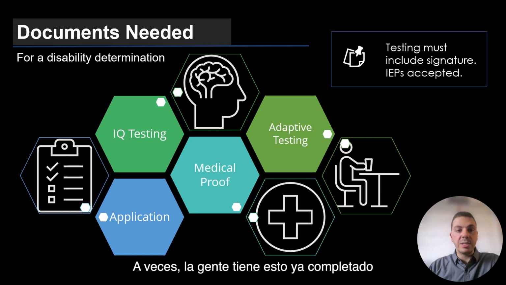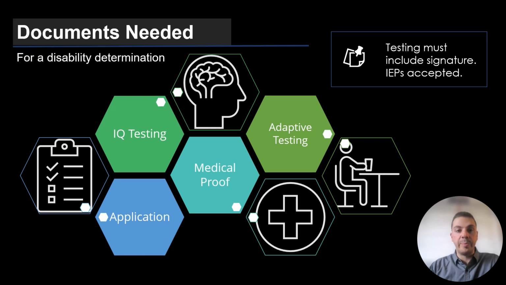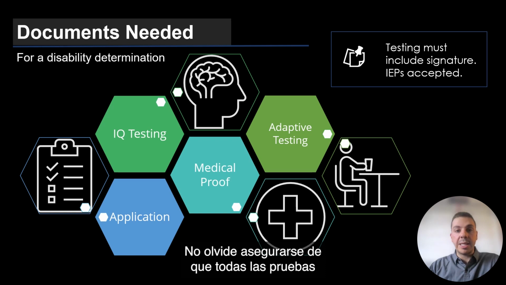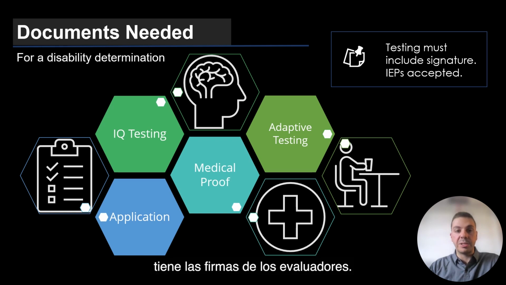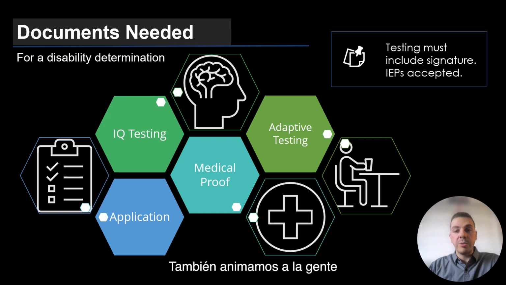Sometimes folks have this already completed and can be found on their IEPs or evaluation reports from schools, psychological evaluations, or other documentation forms. Don't forget to ensure any testing has signatures from the evaluators. If you do not have testing, we can provide you with a list of testing sites that can facilitate anything that may be needed. We also encourage folks to reach out to their doctors, therapists, and school supports to see what they have on hand or what they may be able to facilitate.